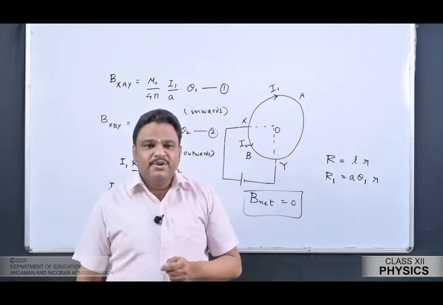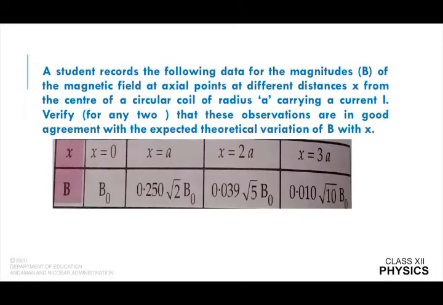With this, I'm going to get into the next question. A student records the following data for the magnitudes of the magnetic field at axial points at different distances x from the center of a circular coil of radius A carrying a current I. Obviously, in very simple language, it is the case of the axial line of a circular loop. You are going to verify for any two sets of values that these observations are in good agreement with the expected theoretical values as shown in the table.